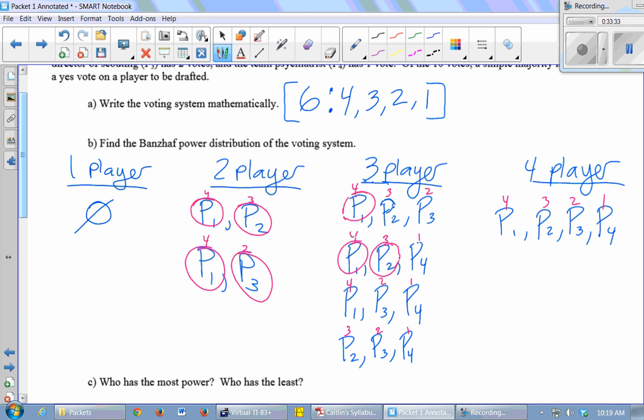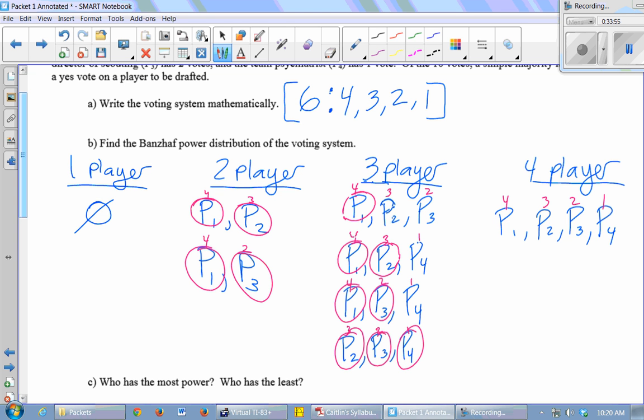All right, player 1, they cannot leave. Player 3 cannot leave. Player 4 can go, no problem. All right, if player 2 leaves, there's not enough. If player 3 leaves, not enough. Player 1 leaves, not enough. All of them are critical in that one.